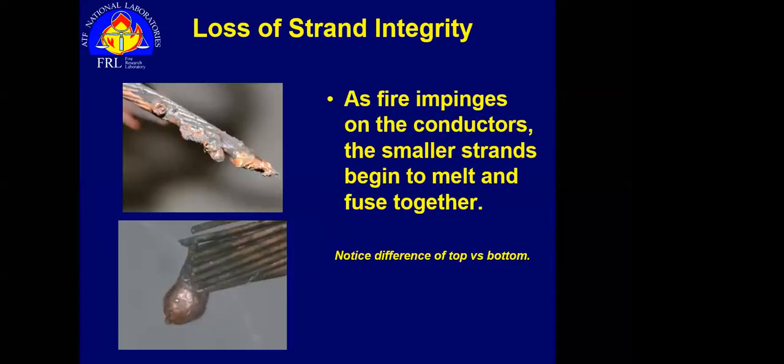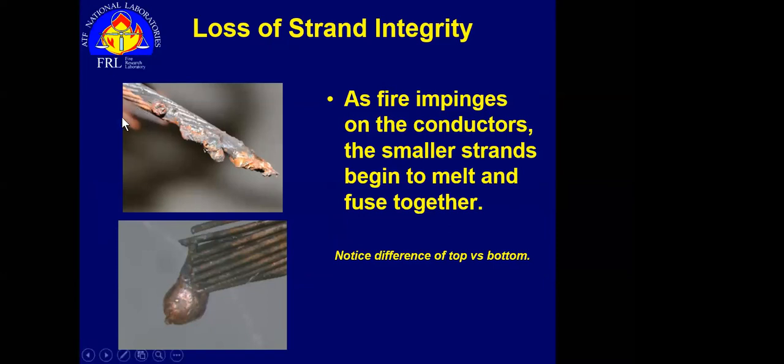So this isn't in 921, but it's a great indicator for examination of stranded conductors. As fire impinges on my conductors, these small strands in a stranded conductor are going to start to fuse together, and we essentially get one large conductor. If you look at the top conductor, the pictures are a little deceiving. The top one's probably the diameter of my pinky, and the bottom one's probably a 16 or 18 gauge power cord or zip cord, something like that. So the sizes are a little different, but the principle is the same.